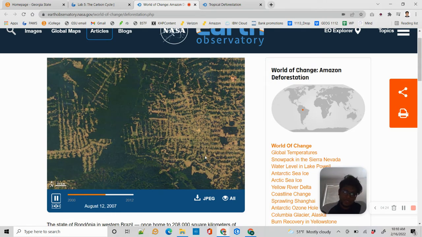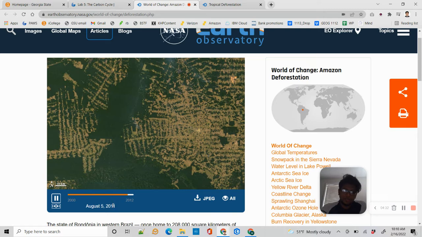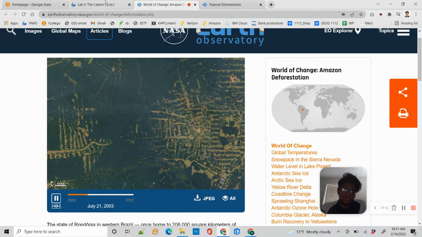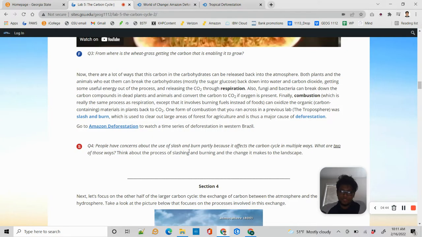So you can see the general trend in the Amazon. At the beginning in 2000 it was more greenish in this area. Now you see during 2010 or 2012 there's almost nothing. At the beginning it was really green. So that shows how deforestation is going in the Amazon. So answer your question based on that.